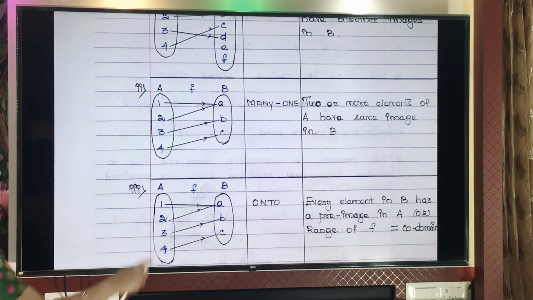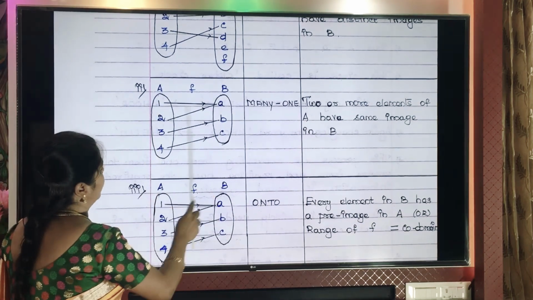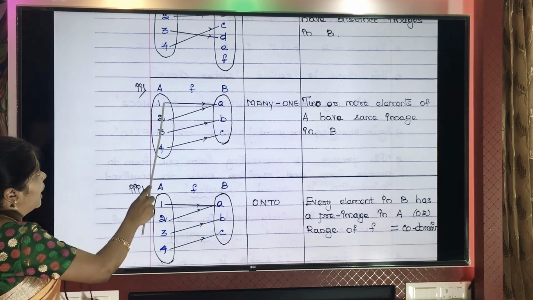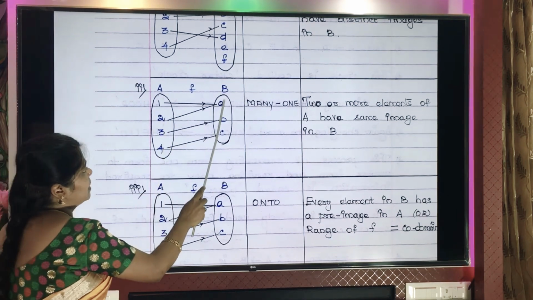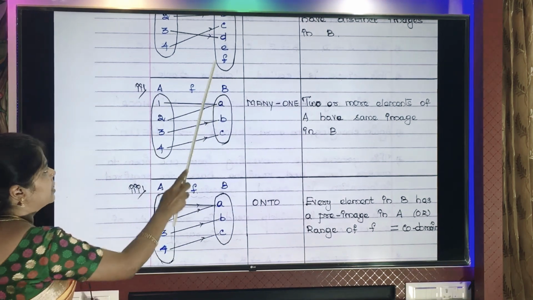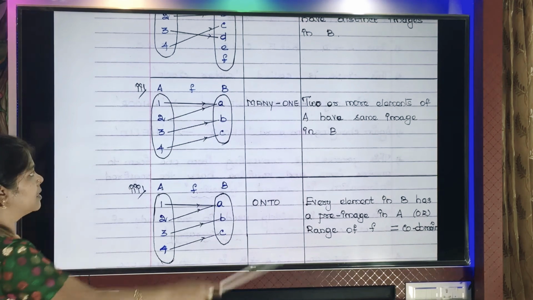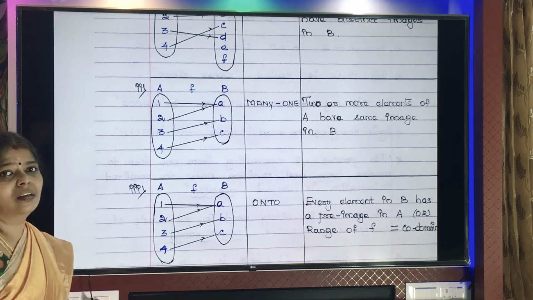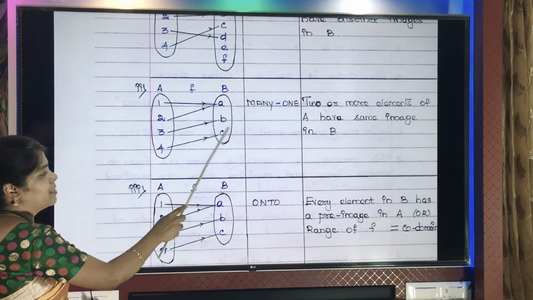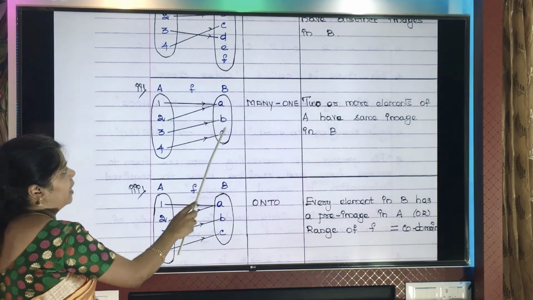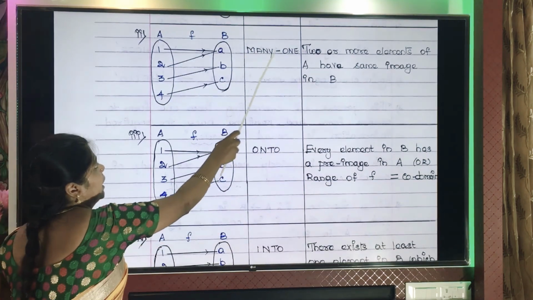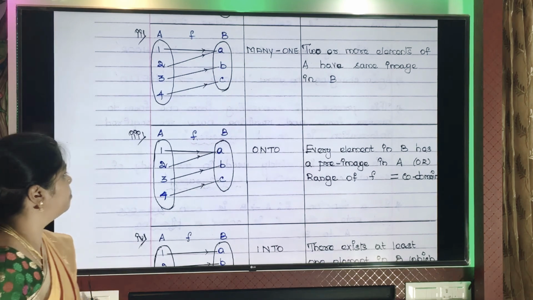Right, here 1 to A, 2 to A, 3 to B, 4 to C. So more than one element is having the same image. Two or more elements in set A are having the same image in set B. So this can be called as many to one function. You can also tell one more. What is that? See, range is also A, B, C. Codomain is also A, B, C. So here you can tell it is onto also. So this is many to one and onto.